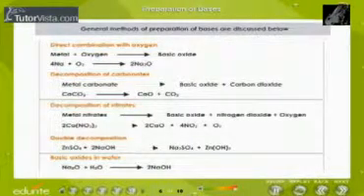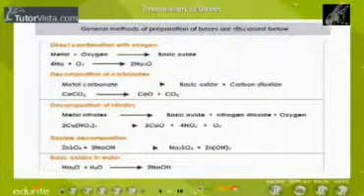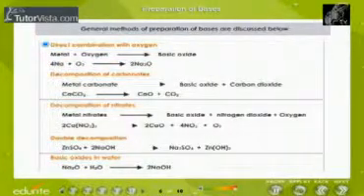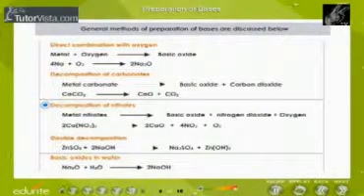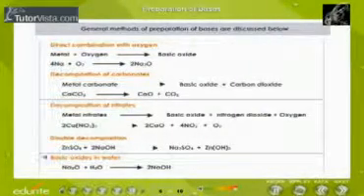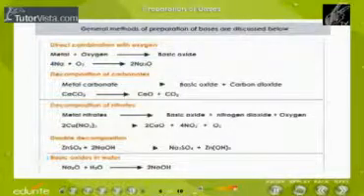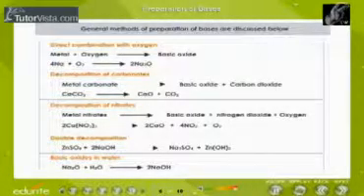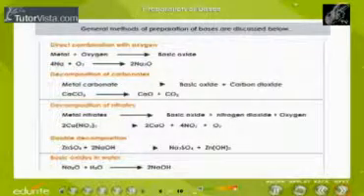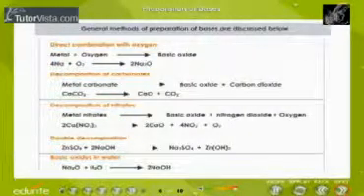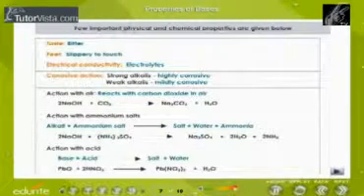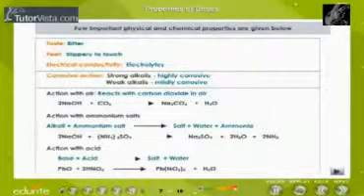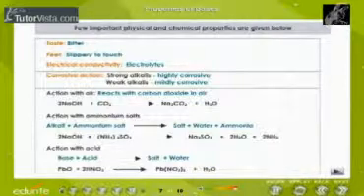Preparation of bases. The general methods of preparation of bases are direct combination with oxygen, decomposition of carbonates, decomposition of nitrates, and double decomposition by dissolving basic oxides in water. Properties of bases. A few important physical and chemical properties can be seen on your screen.